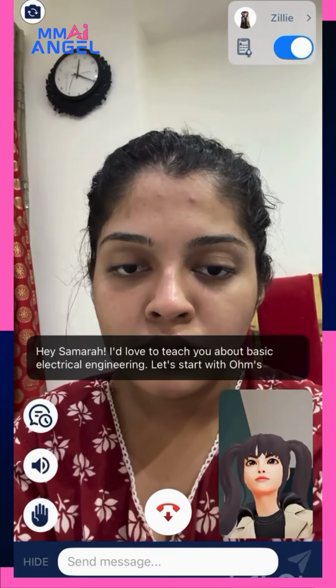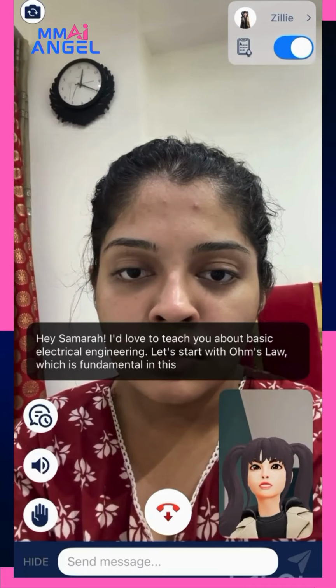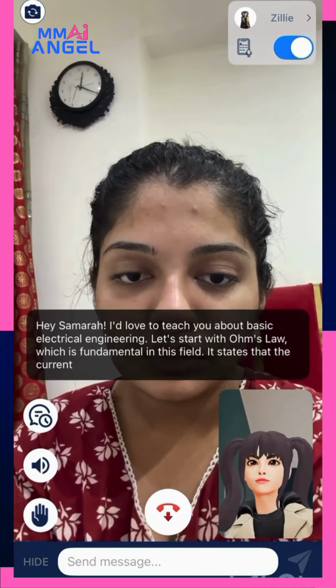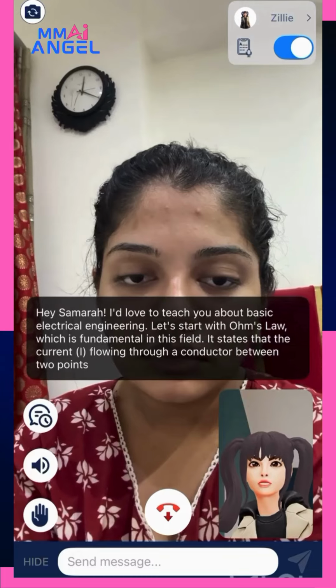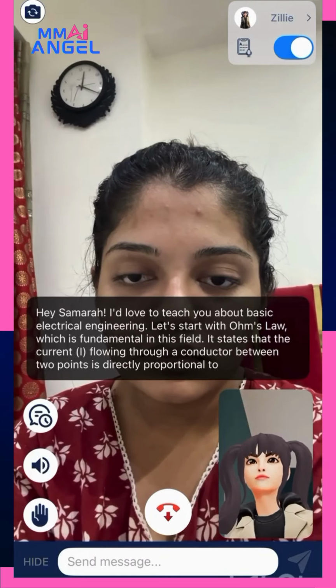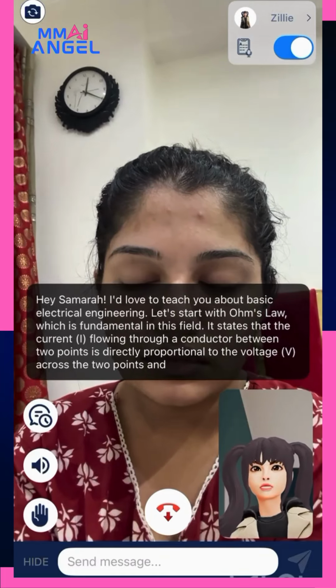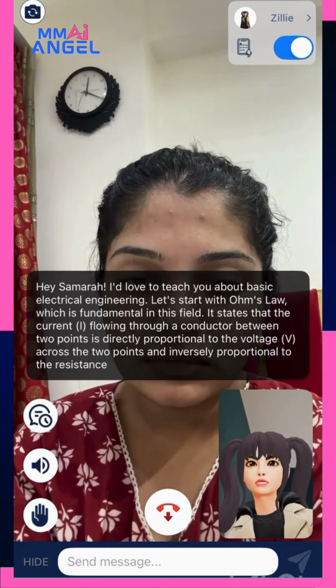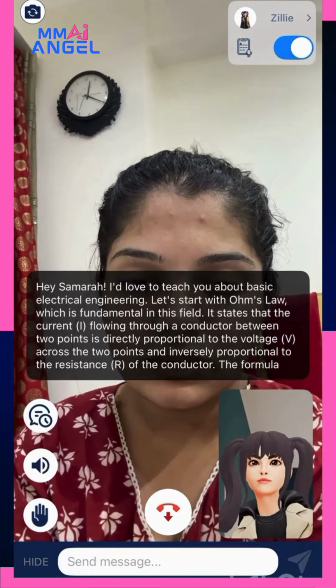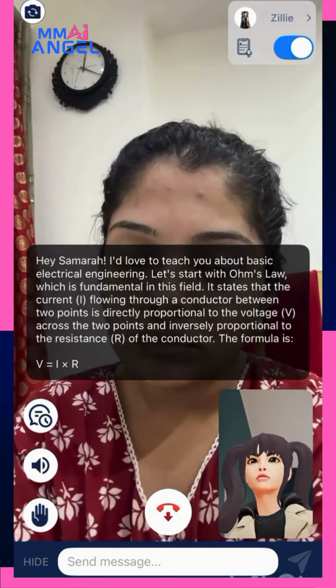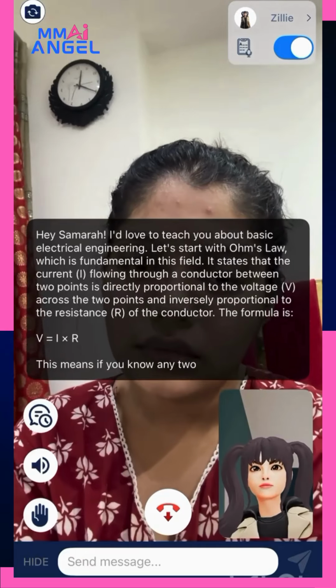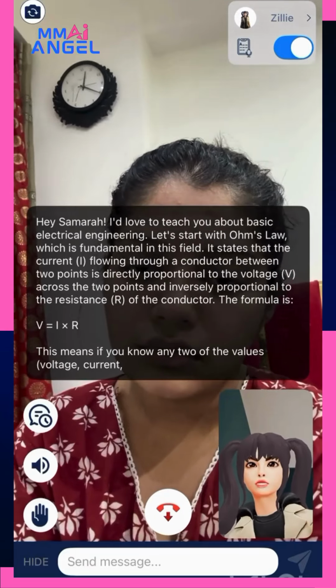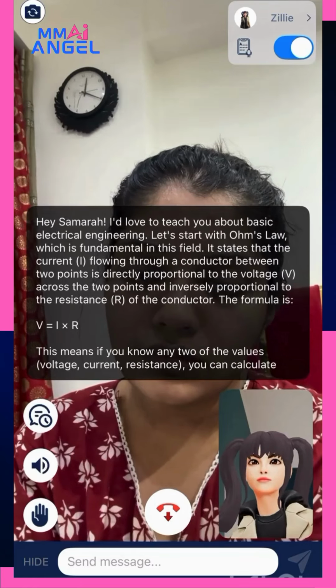Let's start with Ohm's law, which is fundamental in this field. It states that the current I flowing through a conductor between 2 points is directly proportional to the voltage V across the 2 points and inversely proportional to the resistance R of the conductor. The formula is V equals I×R. This means if you know any two of the values, voltage, current, resistance, you can calculate the third.